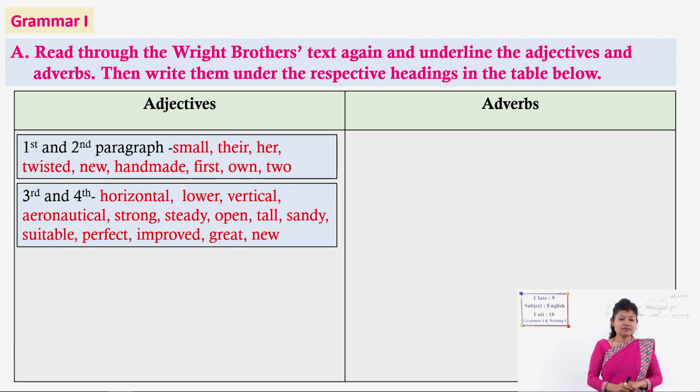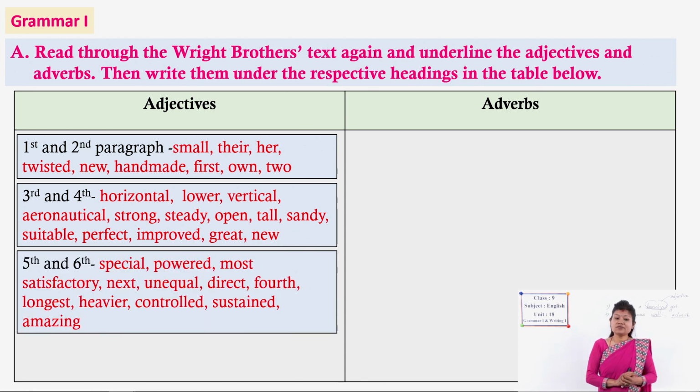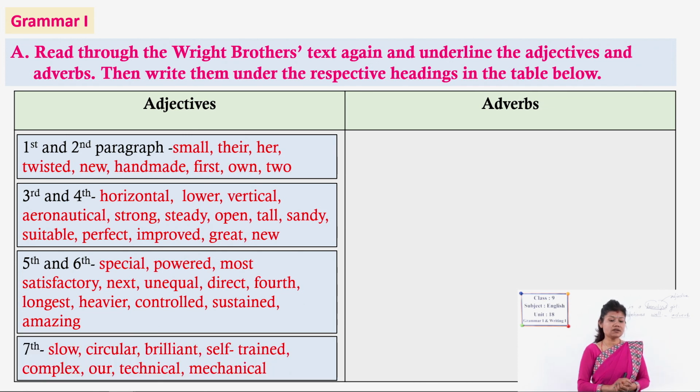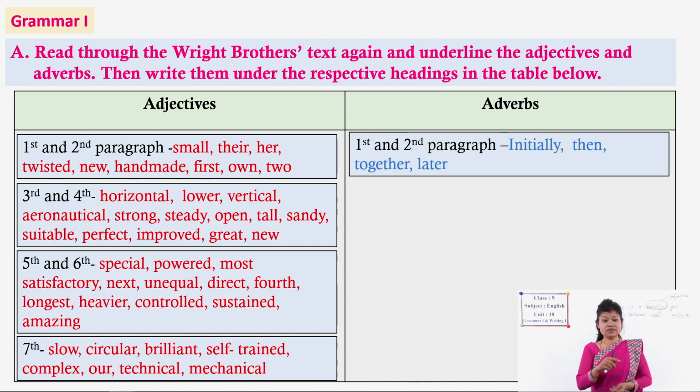For the third and fourth paragraphs, have you also written in a similar way, dear students? Try to fill up the table, okay. For the fifth and sixth paragraphs, these are the adjectives which we had underlined. And now the seventh paragraph: slow, circular, brilliant, self-trained, complex, our, technical and mechanical. Now, let us move to the adverbs table. First and second paragraph: initially, then, together, later, okay.